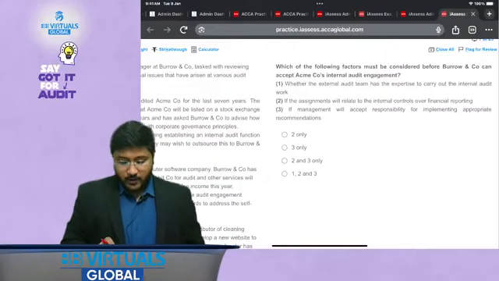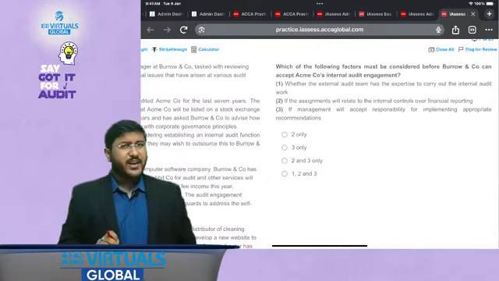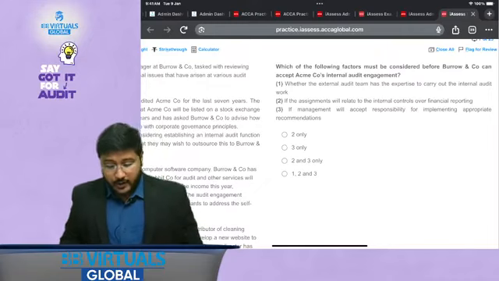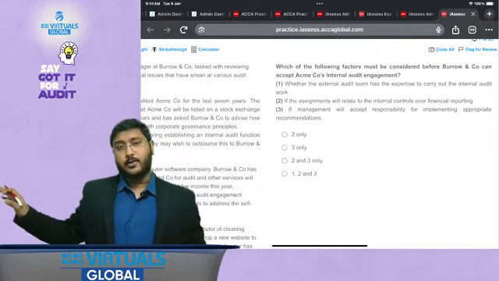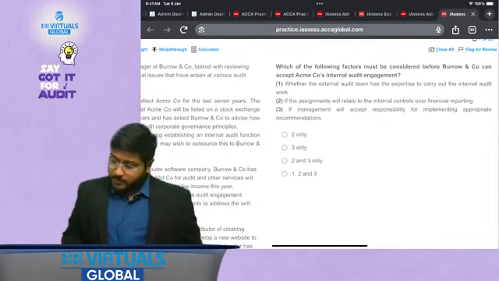Second only is the option, plus second and third is also the option, plus 1 to 3 is also the option. One I am feeling a little less about. Now third one, if management will accept responsibility for implementing appropriate recommendations, that is, if management is accepting the responsibility, that is, we do not need to do it, management is doing it. So the option should be what?